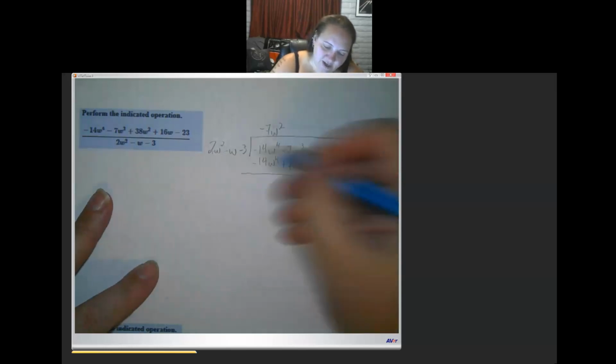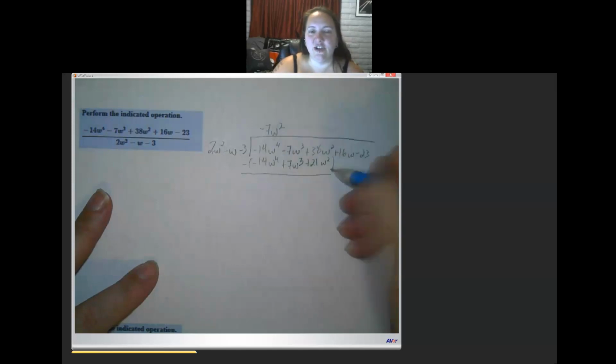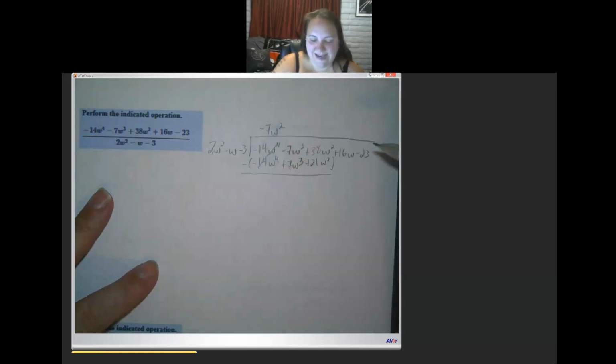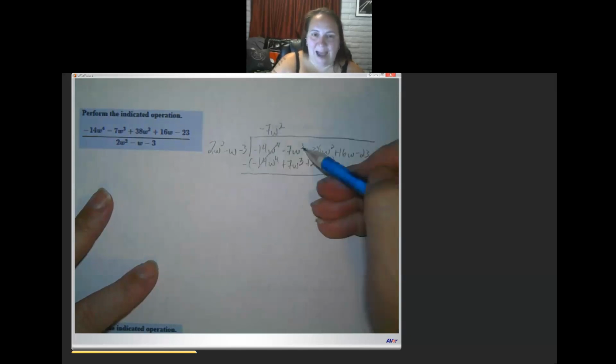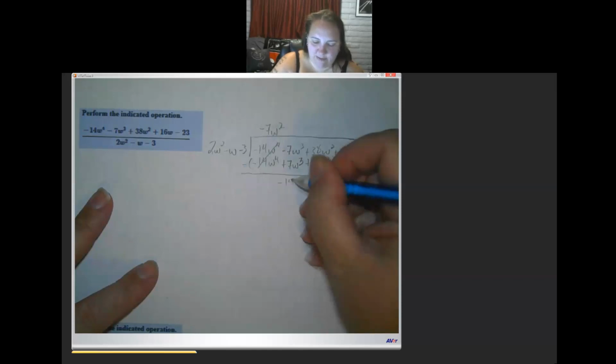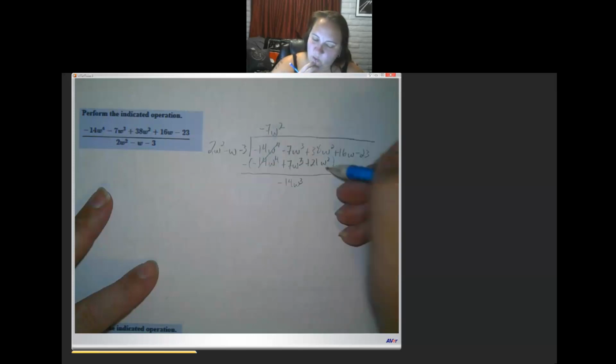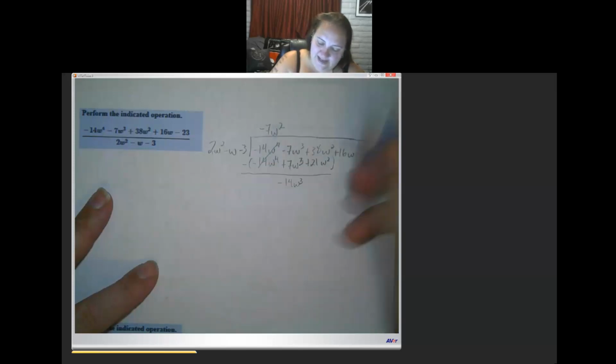This subtraction is going to be the step where you're going to make the most mistakes because you're going to forget to carry that subtraction through the whole thing. So please remember that we are subtracting everything. Because a negative 7w cubed minus 7w cubed is a negative 14w cubed. Got it? Negative 38w squared minus 21w squared is 17w squared. And then let's bring down the 16w.